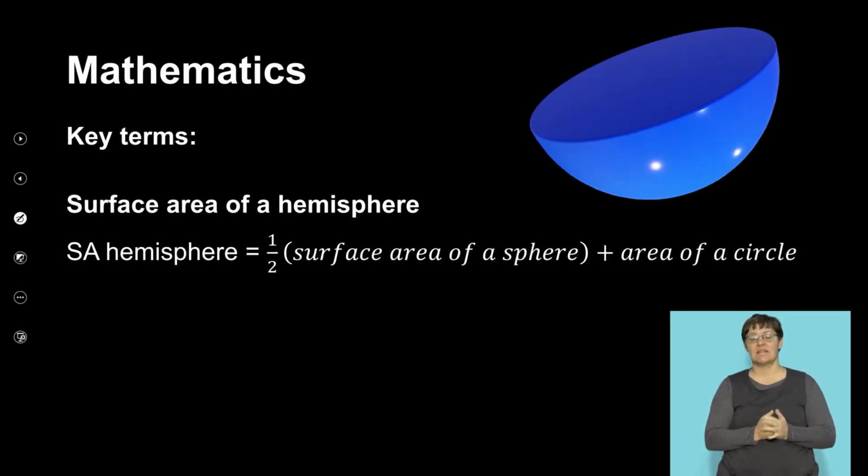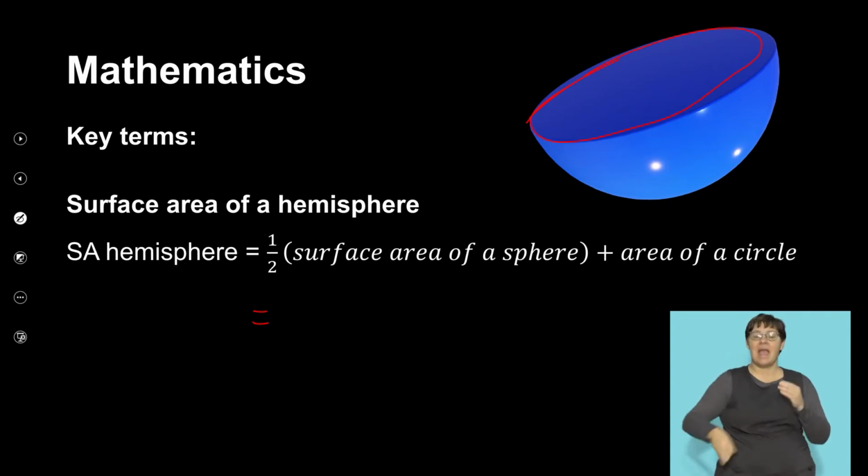So we are now going to define the surface area of a hemisphere. We can see that a hemisphere is half of a sphere. But if I'm thinking about the surface area of it, it's going to be half the surface area of a sphere, because I can see it's half of a sphere. But I also have to account for the fact that I'm adding the area of one circle as well.